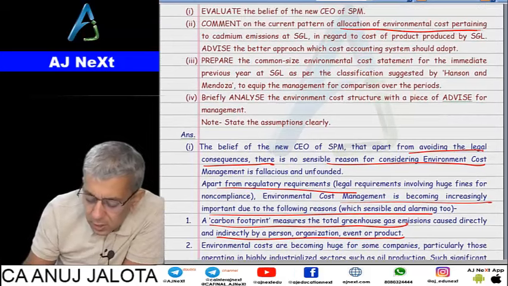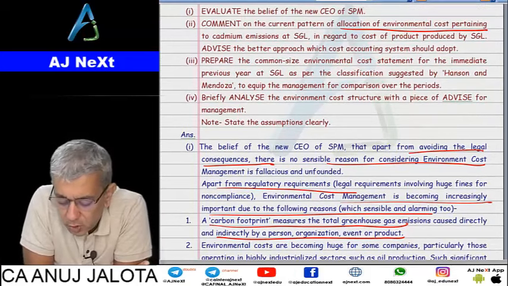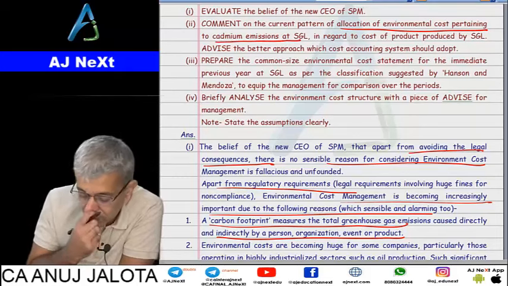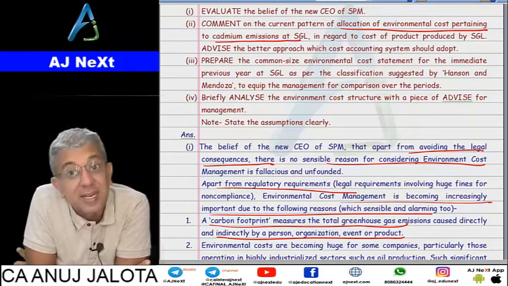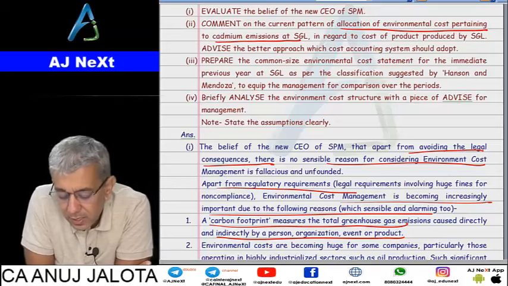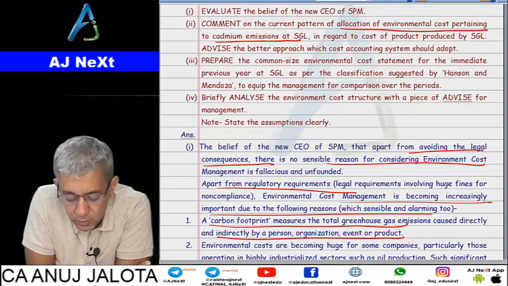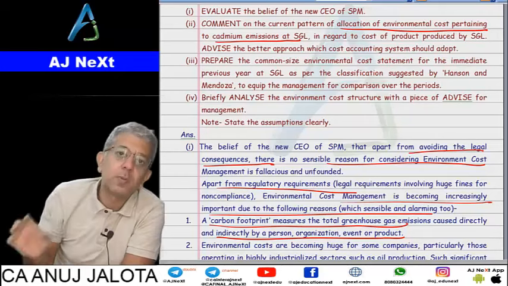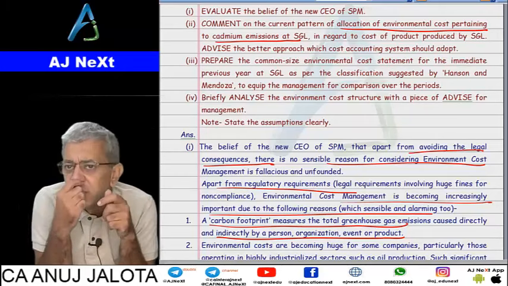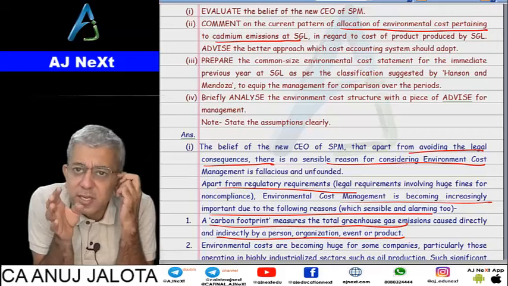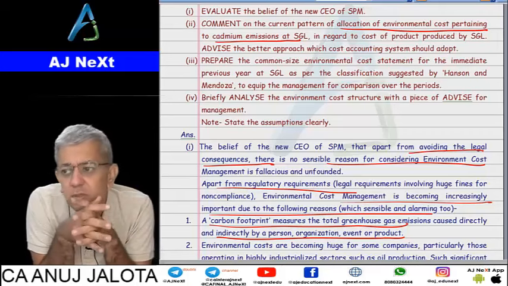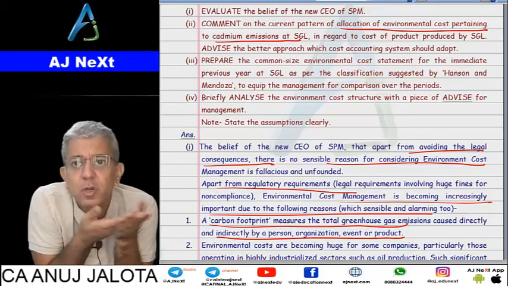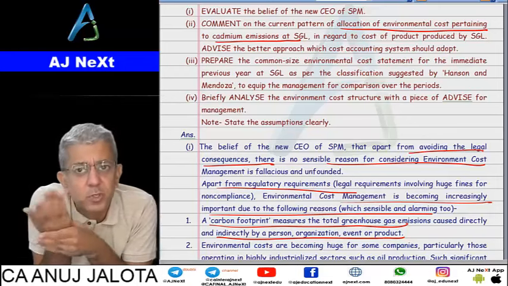comment on the current pattern of allocation of environmental costs pertaining to cadmium emissions at SGL, that glass department. In regard to the cost of the products produced by SGL, advise the better approach, which cost accounting system should be adopted. Now, currently that cadmium is discharged at SGL and it is charged to all the products. That might be because you are following your traditional approach, that is your absorption costing approach.